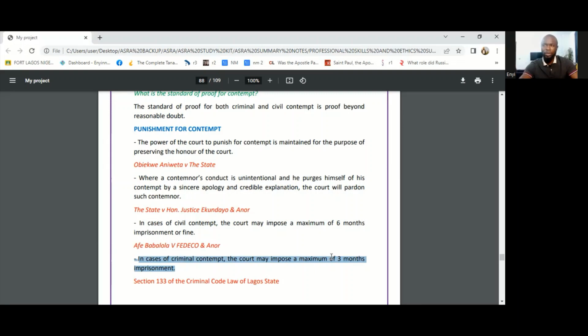All right, it is not exactly intended to exact some hardship or difficulty on the contemptor, which is why if the contemptor, for instance, purges himself, all right, of his contempt, the court would pardon such person. Purging yourself of your contempt means the person maybe is apologetic, has basically realized that they acted wrongly, in error, and has been very apologetic for what they've done, and the court could pardon such a person. So that's what contempt is about.